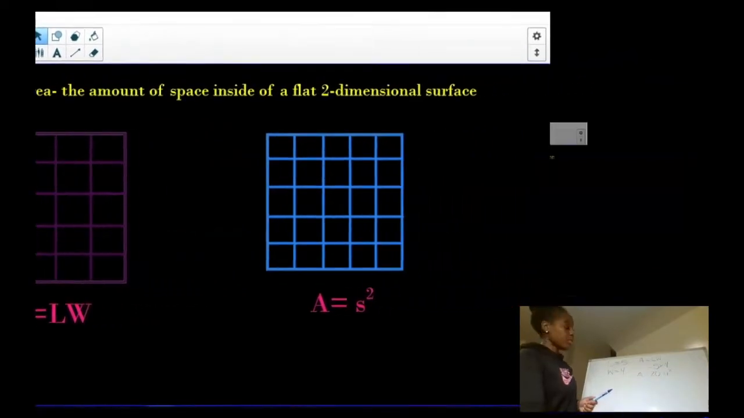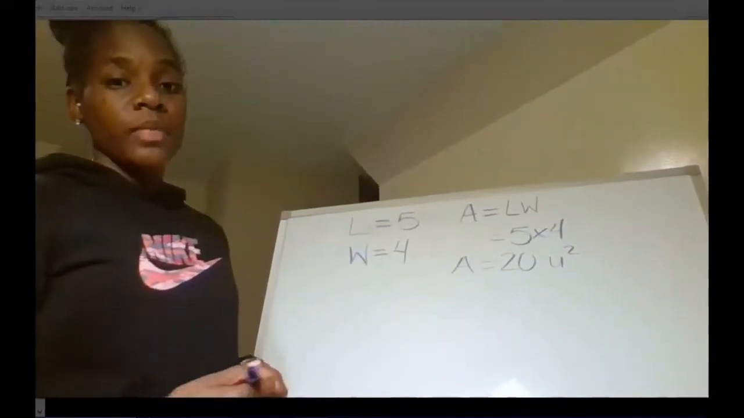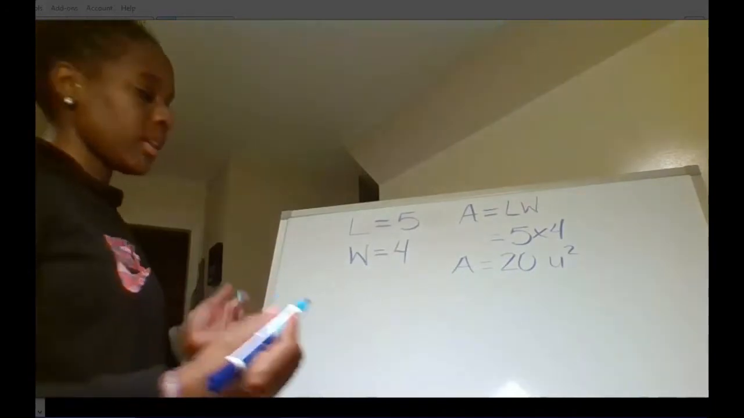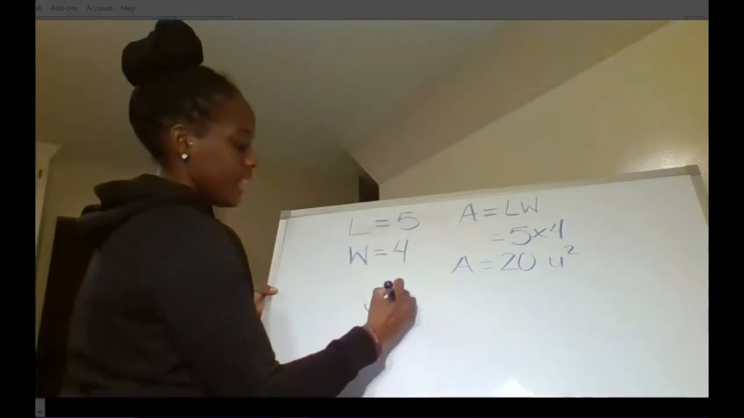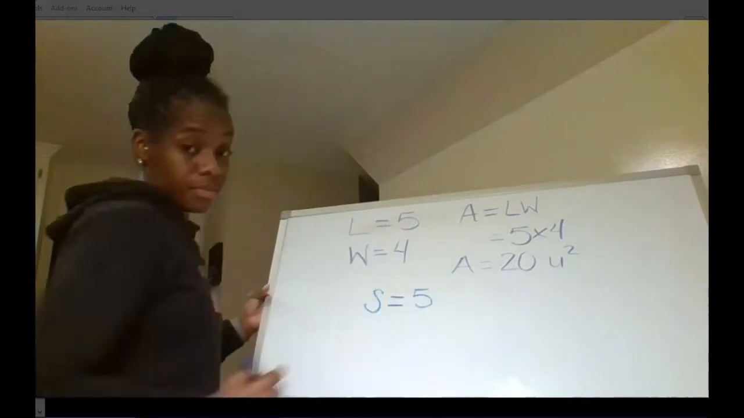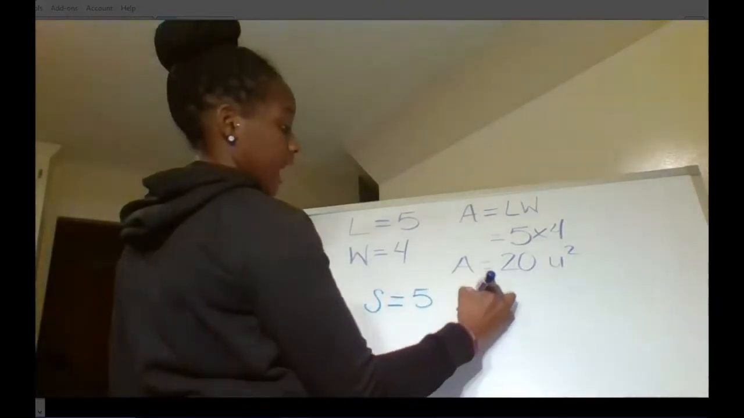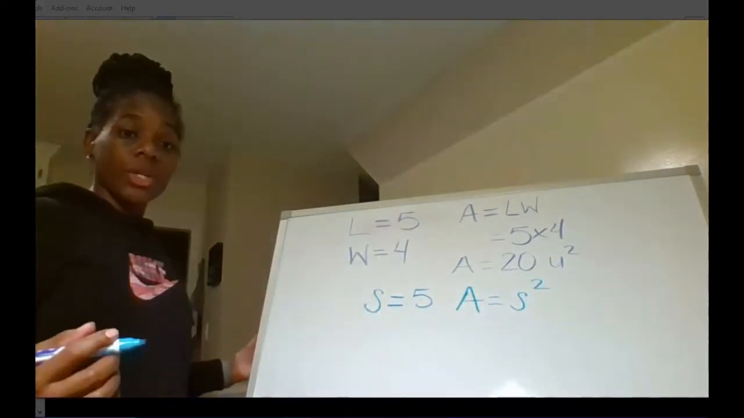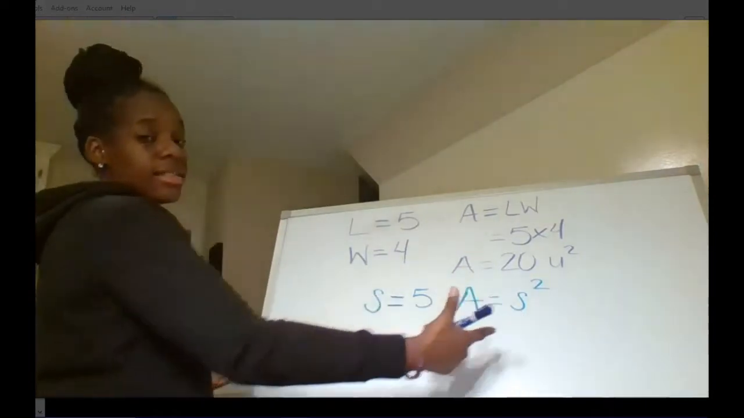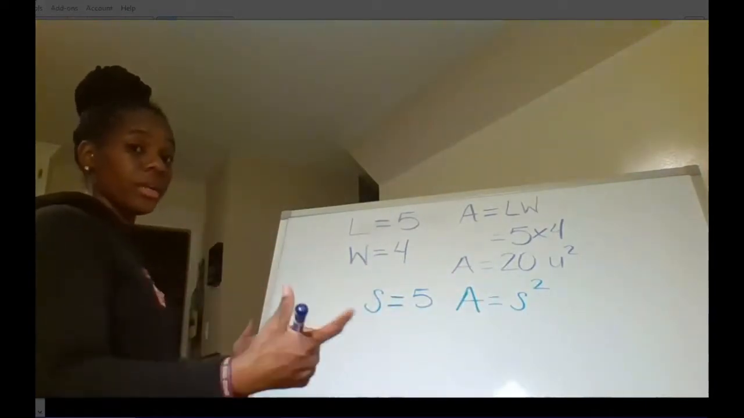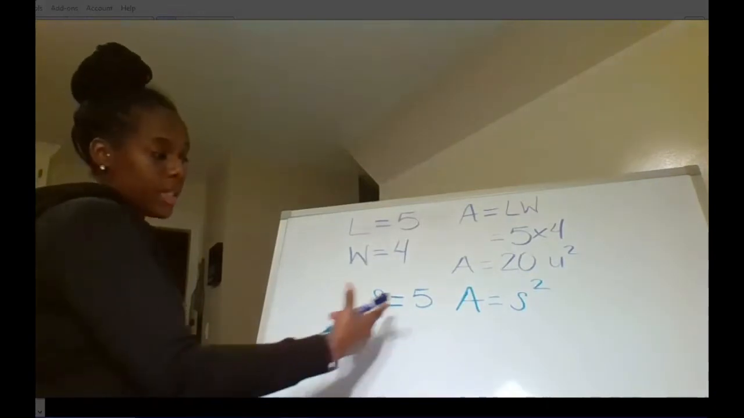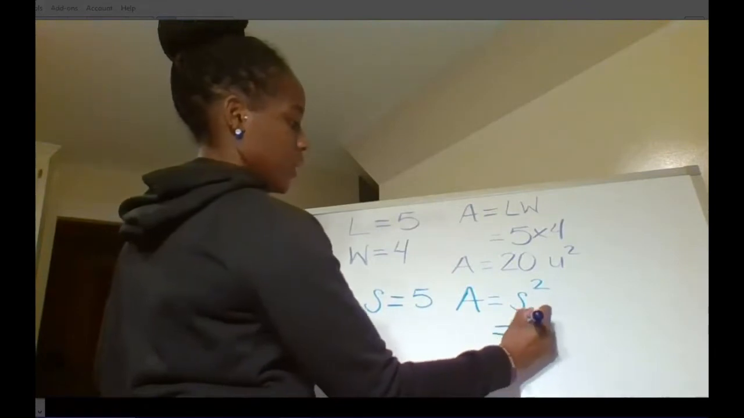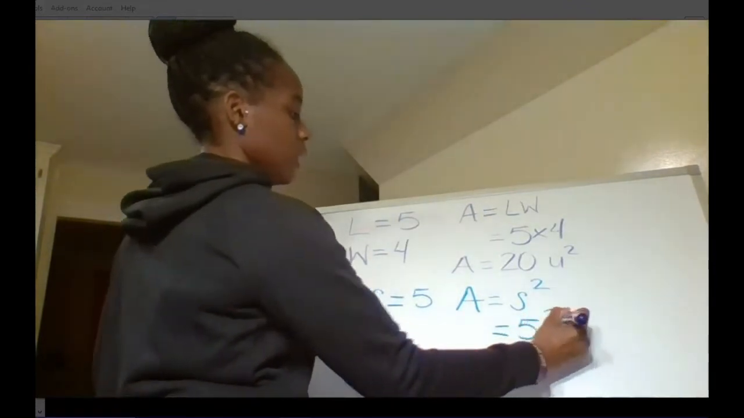Okay. So the formula for the square is A is equal to S squared. So instead of us using length and width, I'm just going to say S is equal to 5. So then I go over here and I say A is equal to S squared. Again, we're using substitution. So instead of the letter S this time, we said that S was equal to 5. So now we're going to substitute the number 5 into our formula. So A is equal to 5 squared.